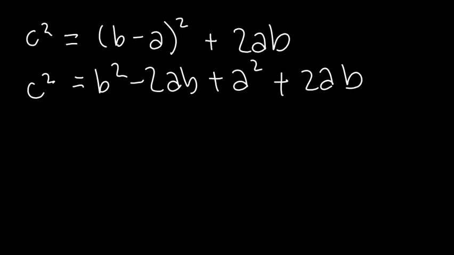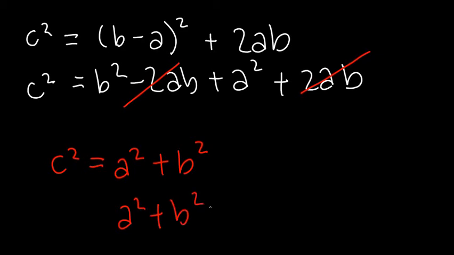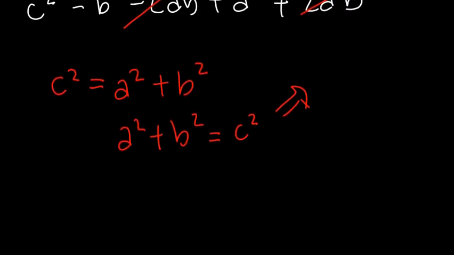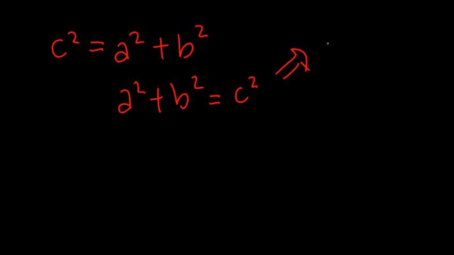And you might see here that this negative 2ab and this positive 2ab cancel. And so we finally get our desired result, which is c squared is equal to a squared plus b squared, or that a squared plus b squared is equal to c squared. And you might also see this in a different way, as c is equal to the square root of a squared plus b squared. So these are the two different ways you can express the Pythagorean theorem.